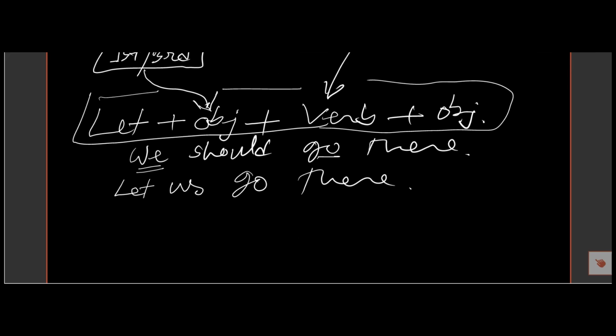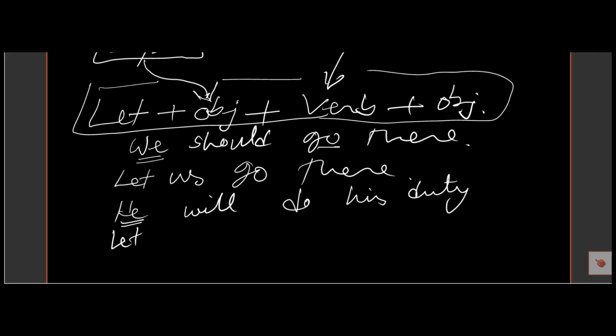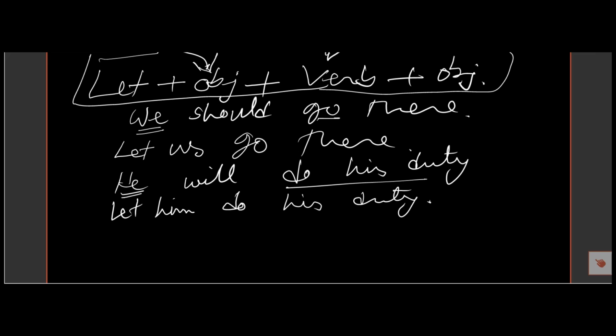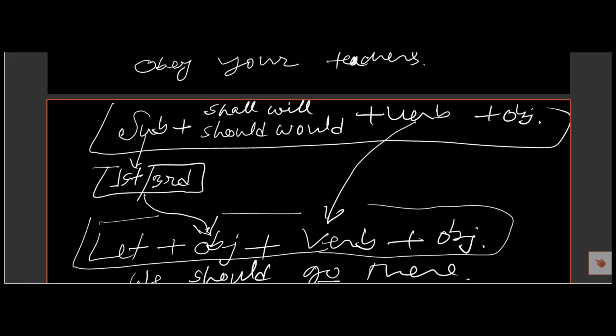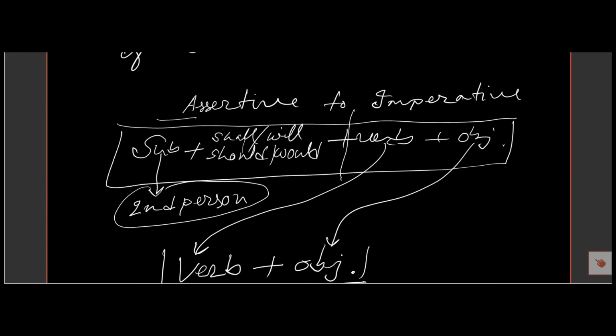Another example we can see here. He will do his duty. Let, he will be objective him, let him do his duty. So this is the structure of assertive to imperative.